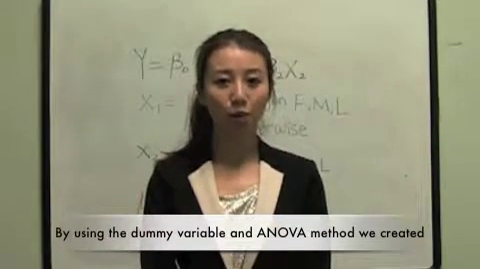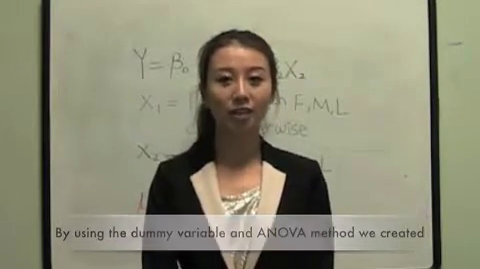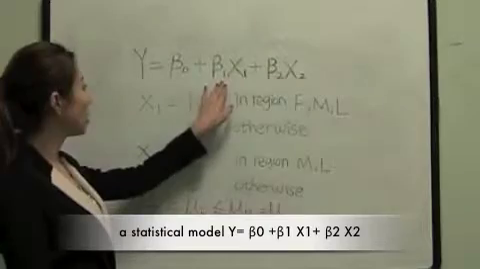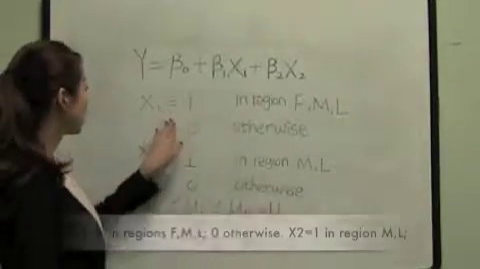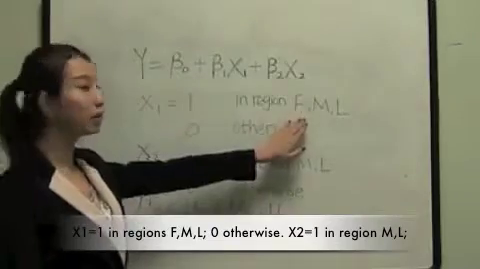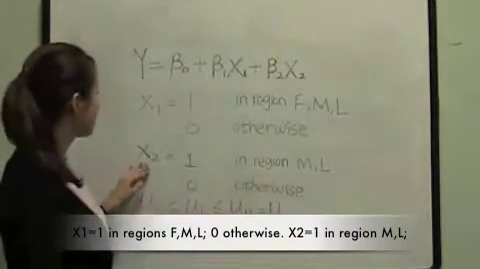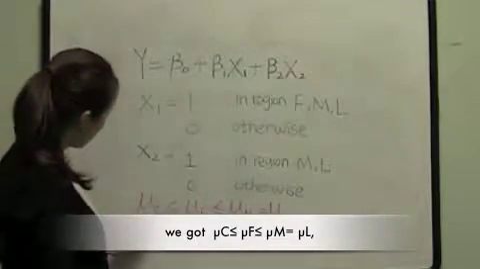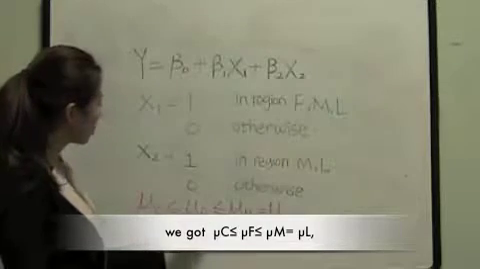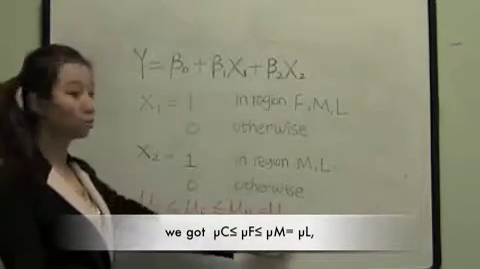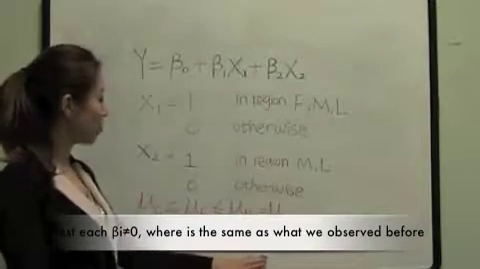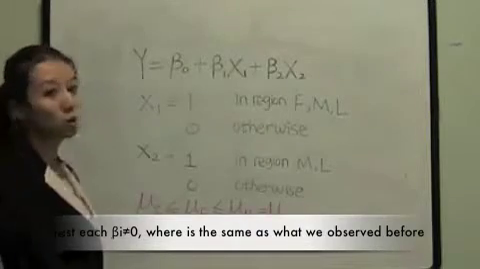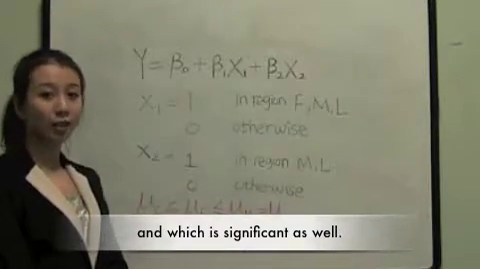By using the dummy variable and ANOVA method, we created a statistical model: y equals beta 0 plus beta 1 x1 plus beta 2 x2, where x1 is equal to 1 in regions F, M, L, and 0 otherwise, and x2 is equal to 1 in regions M, L, and 0 otherwise. So we got mu C is less than or equal to mu F, which is less than or equal to mu M, which is equal to mu L, where we test whether each beta is greater than 0. This is the same as what we observed before, and it is significant as well.